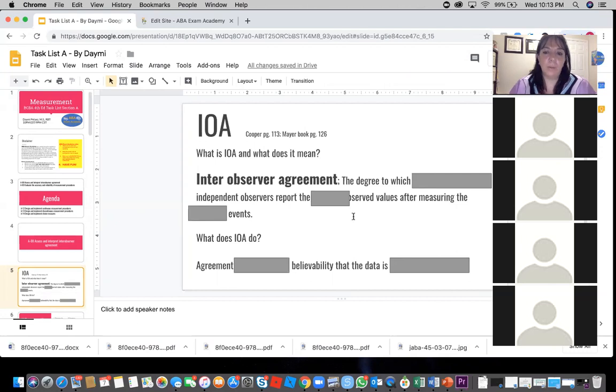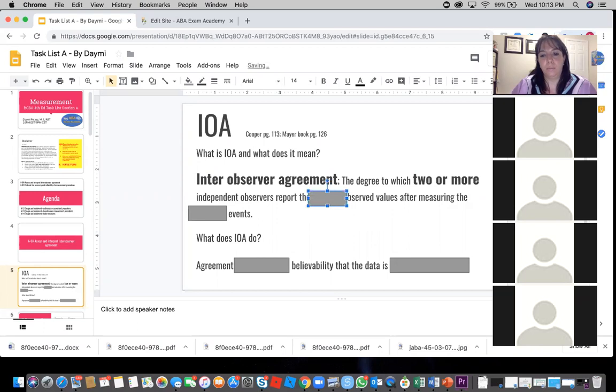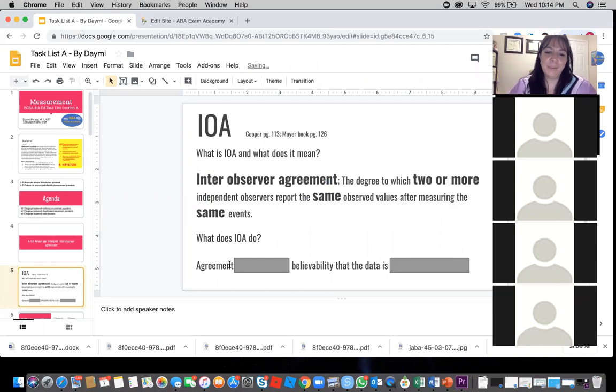Exactly, perfect. Okay, so I have here the degree to which blank, which you said it. What is the amount? 2 or more. 2 or more, perfect. Independent observers report the blank. What do you guys think goes there? Same observed values. So we're never going to measure different values. It's always going to be the same. And then after measuring the blank events. Same. Yes. Seems tricky, but it's very simple.